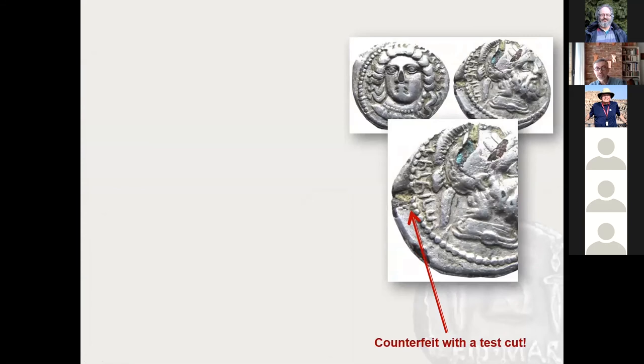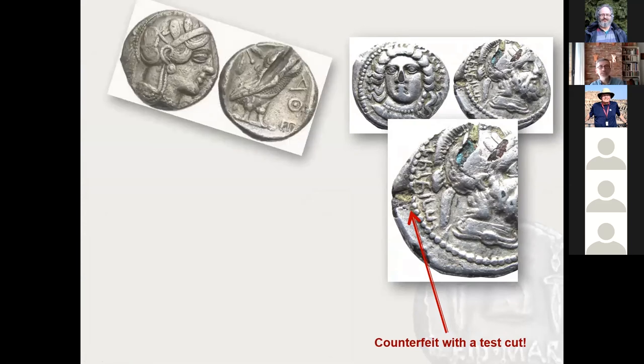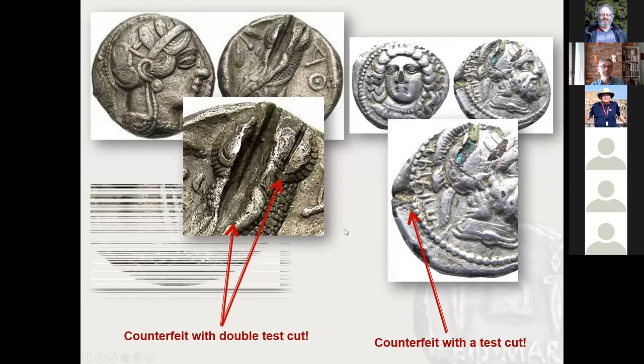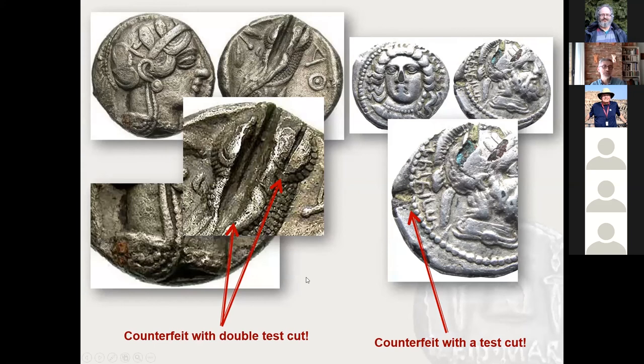So you have test cuts, and counterfeiters simply struck the coin and put the test mark on it, and then plated them. And this practice continued all through the time. And this one is really interesting. This one, or both of them have multiple test cuts. And this one, they did a shallow test cut here and a very, very deep test cut here. Yet, you can see in time, the silver wore off, and you can see the bronze core underneath.